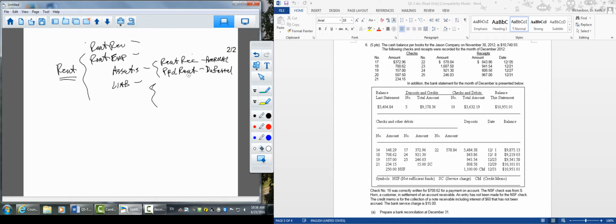Should be automatic. Should be automatic. Get there. On liabilities, what do you got? You got rent payable. What does that mean? You used it, you didn't pay for it. What's that? That's an accrual of expense, isn't it? I already taught you guys this. I don't know what's wrong with you. Okay, and then what? Unearned rent revenue. Very good.